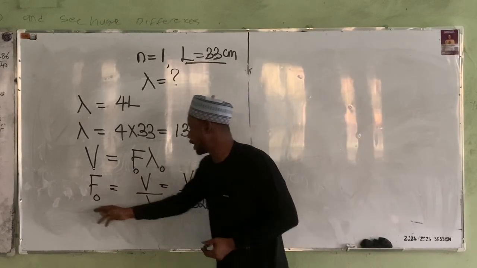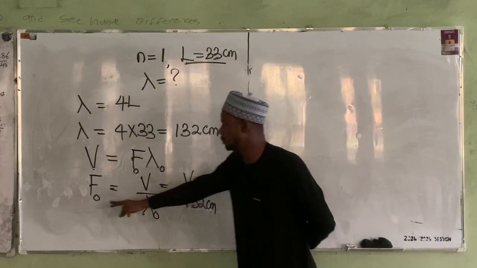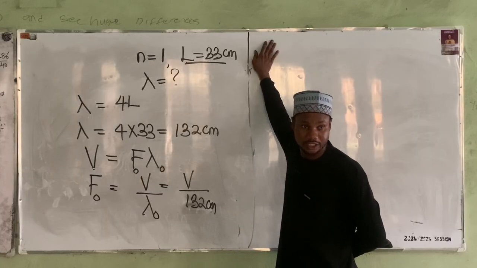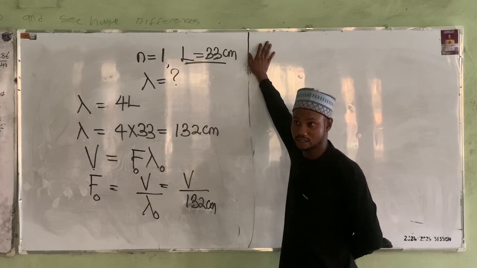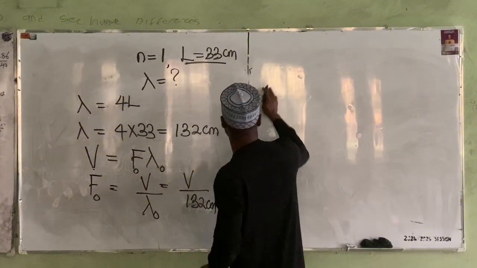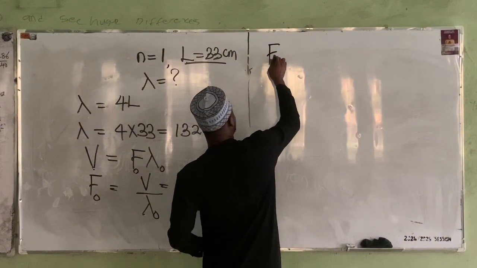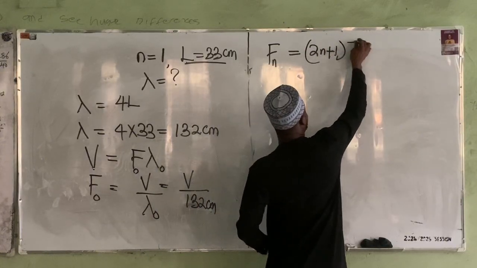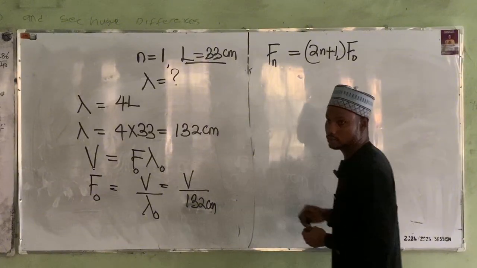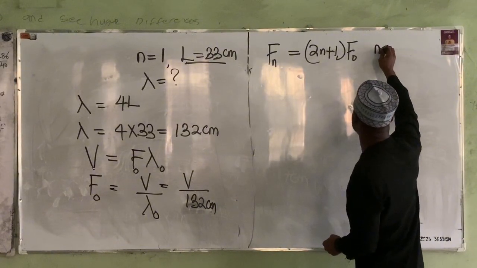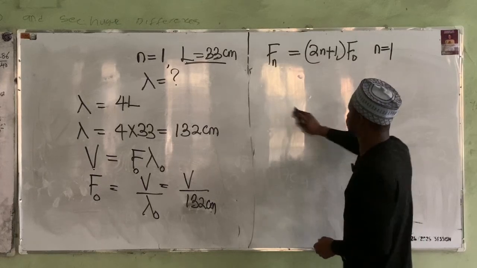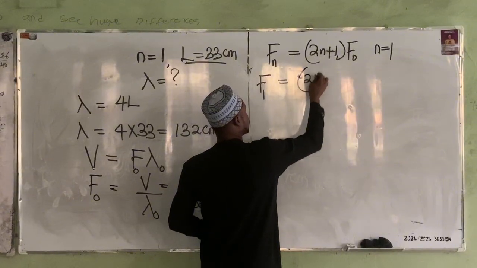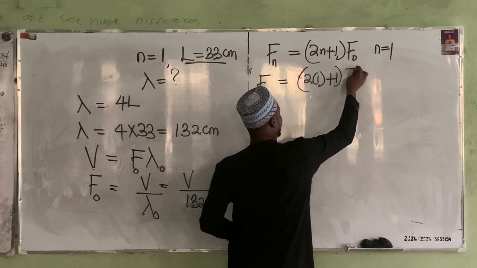So we have calculated F naught, which represents the fundamental frequency. But our intention is to calculate the overtone, the overtone frequency and the overtone wavelength. So let's calculate for the overtone here. That is Fm is equal to 2m plus 1 all times F naught. Please take note. At this point, they said first overtone, that is m is equal to 1. So I will have F1 is equal to 2 times 1 plus 1 of F naught.